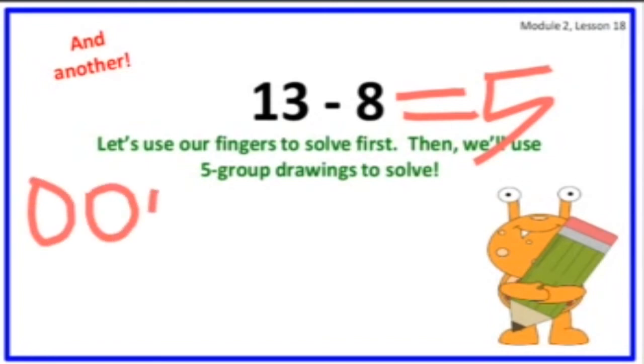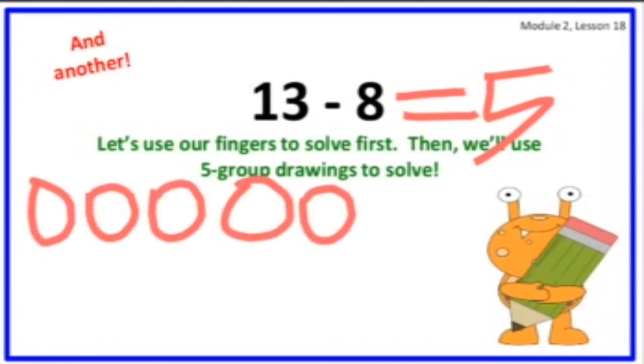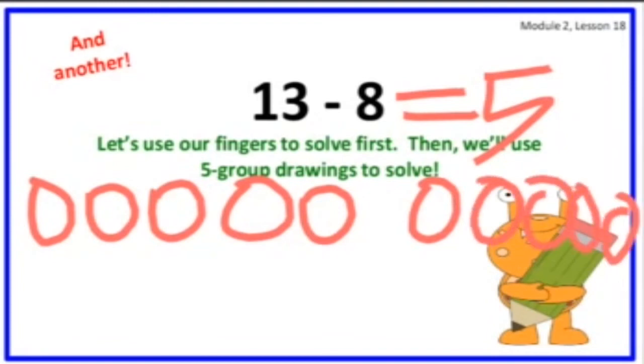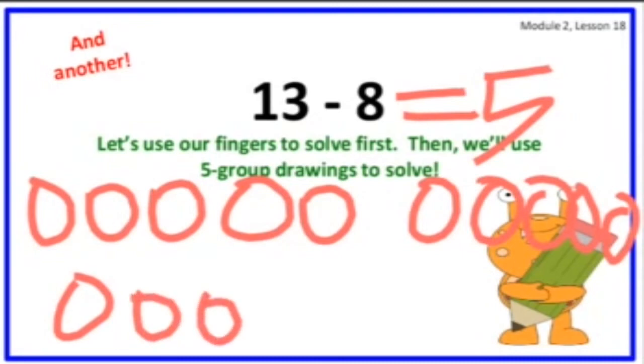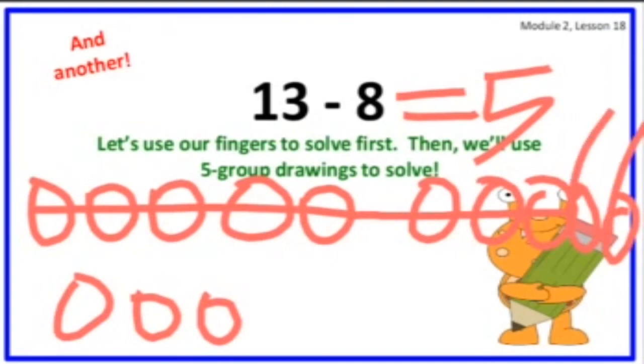1, 2, 3, 4, 5, 6, 7, 8, 9, and 10. 11, 12, 13. Because 13 is 10 and 3. So I drew my 10 and my 3. Now I'll cross out my what? My 8. Yes. How many is left? 1, 2, 3, 4, and 5. So 13 minus 8 equals 5. You can see we got the same answer.